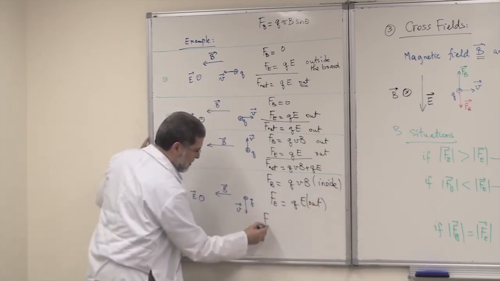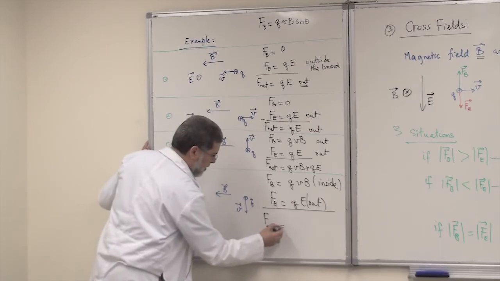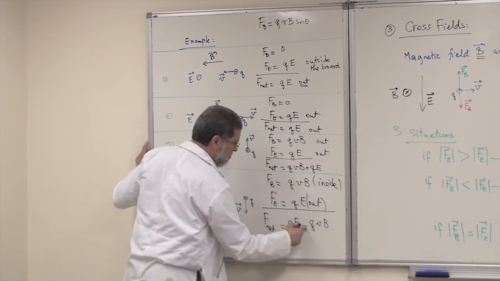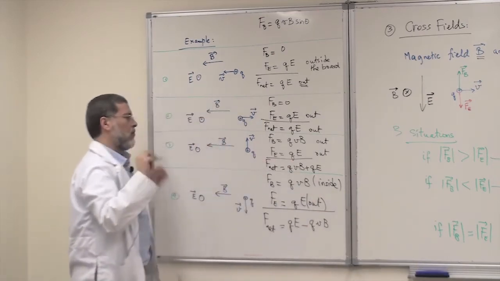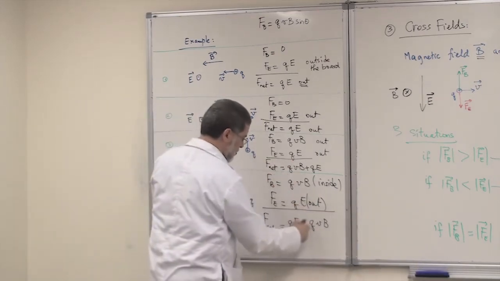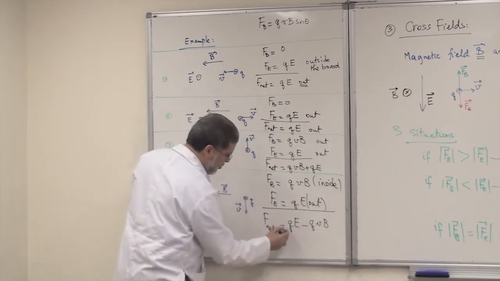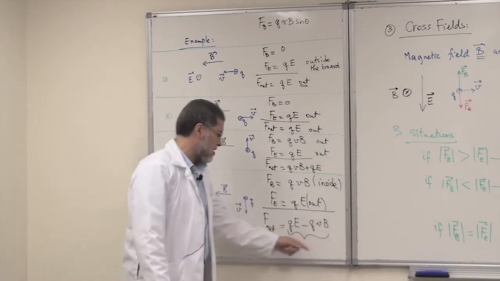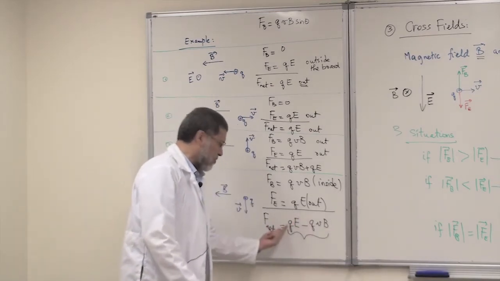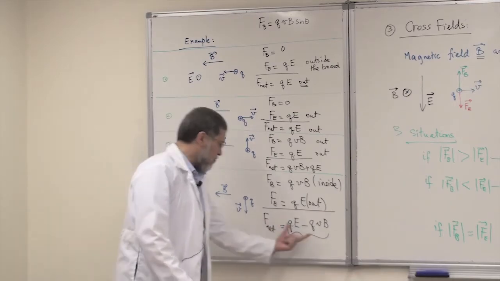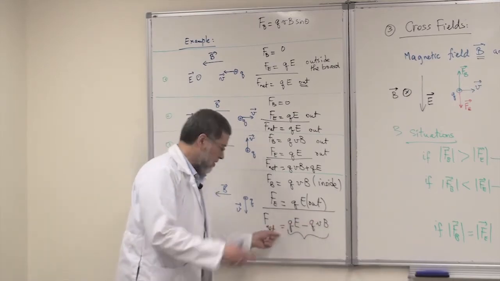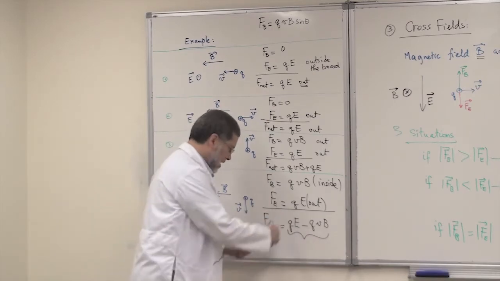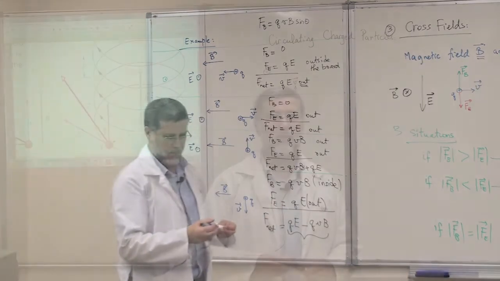Now, what will be the F net? In this case, it will be QE minus QVB. Why did I put a minus sign? Because this is inside. We take by convention any vector inside as negative, outside as positive. So this is my F net, and I don't know its direction yet. If my calculation here is positive, it means F net is outside. If F net is negative, it means inside.